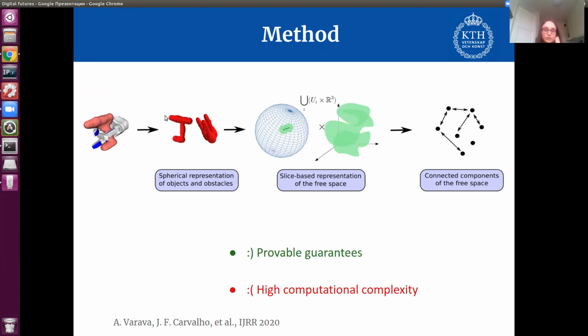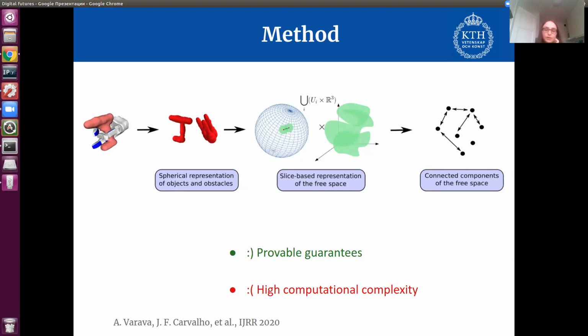So what we basically do, we start with geometric representations of the object and the obstacles, whether it is a pair of molecules or it is a robot and an object that the robot is dealing with. And then we construct this full representation of the state space. And then we just query this representation to see whether there is a path or not between pairs of configurations.